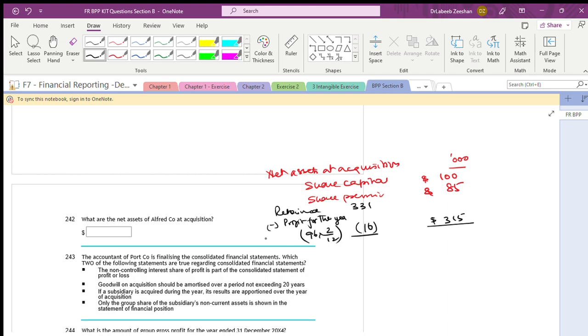If you put the total, it comes to how much? It comes to 500,000.